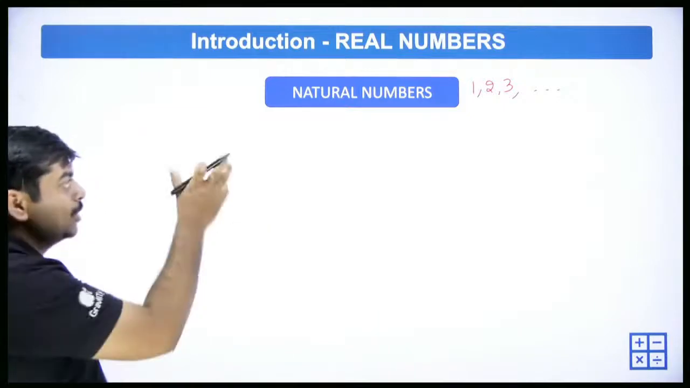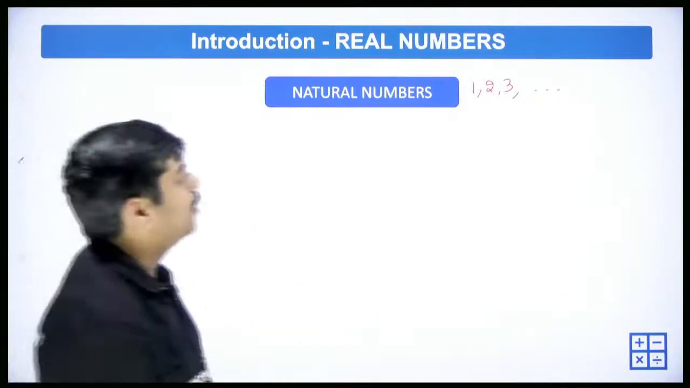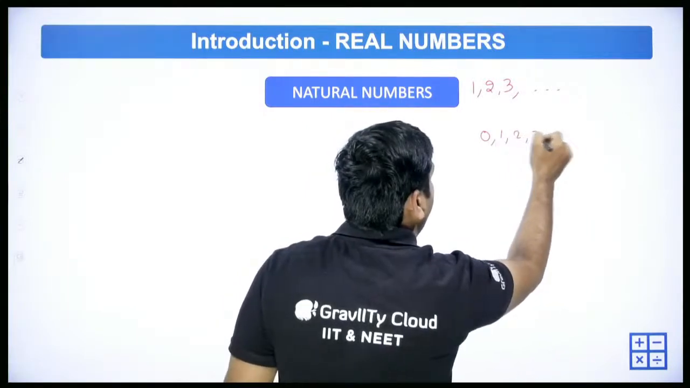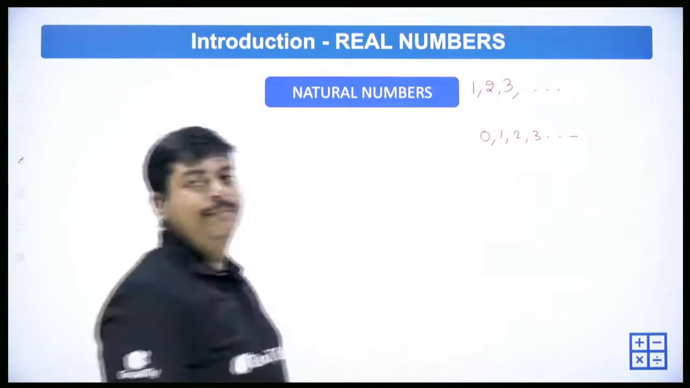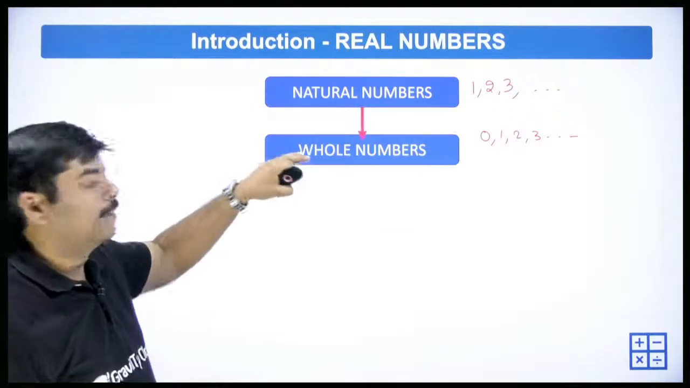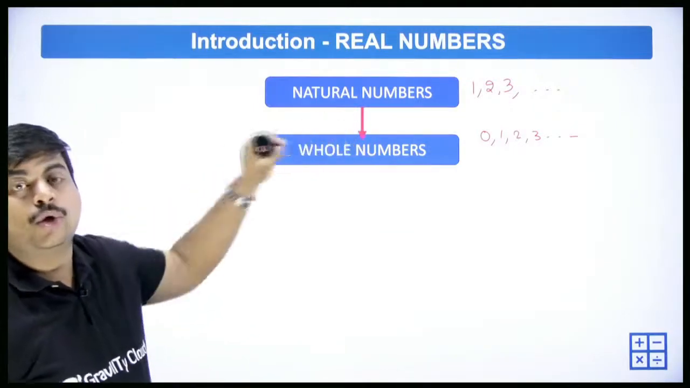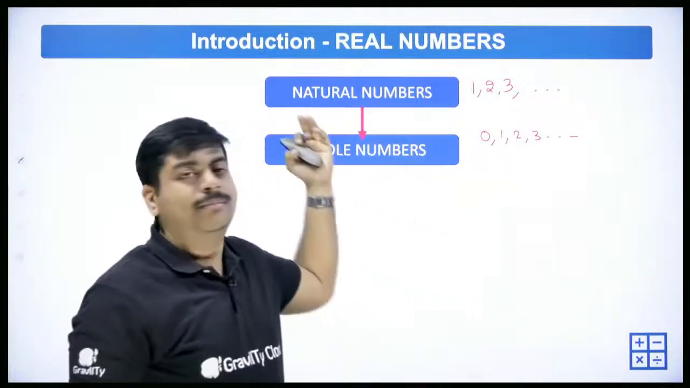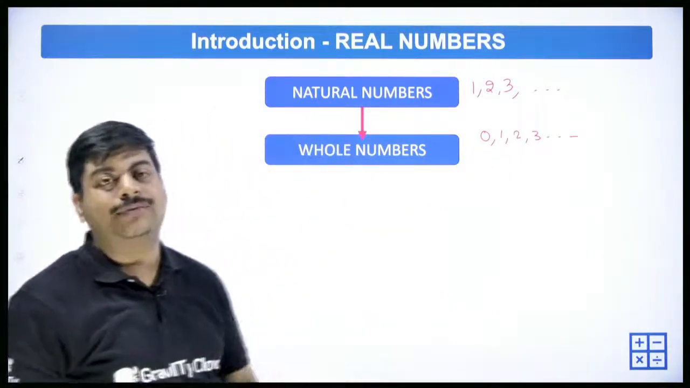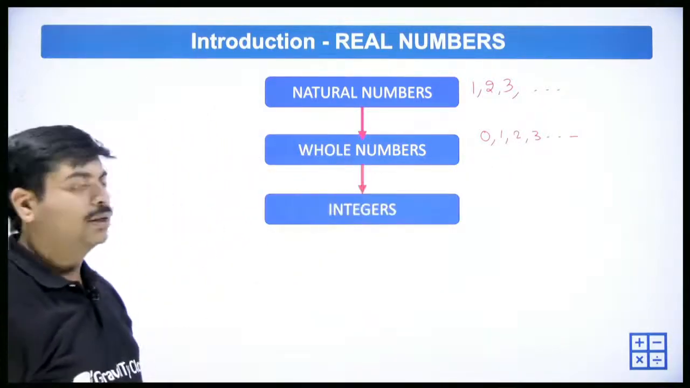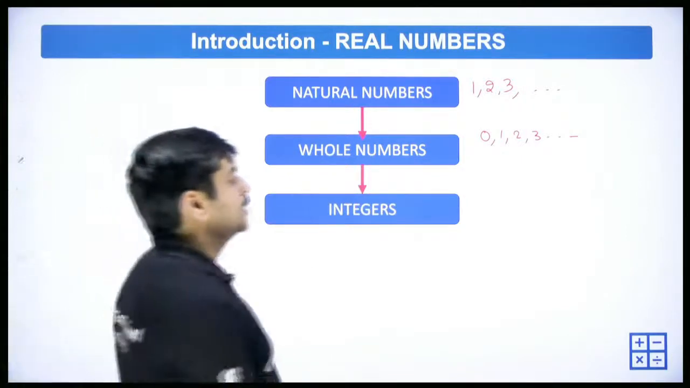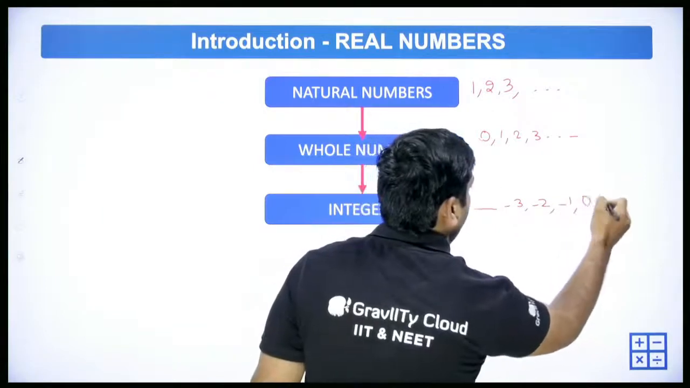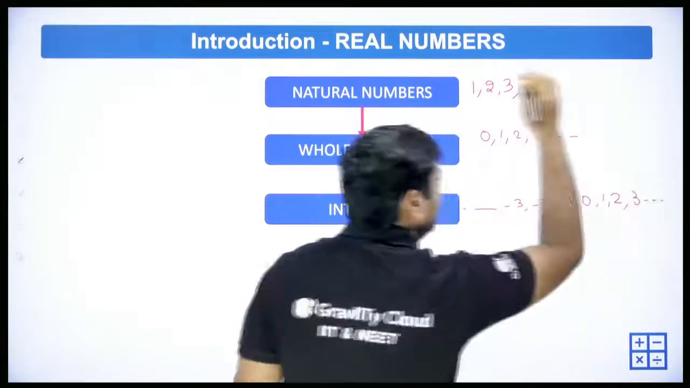Next, from natural numbers, just add 0, one more element, and we will be getting whole numbers. And when you add all the negative numbers as well, we get integers. Right? Integers like minus 3, minus 2, minus 1, 0, 1, 2, 3. All these are integers.